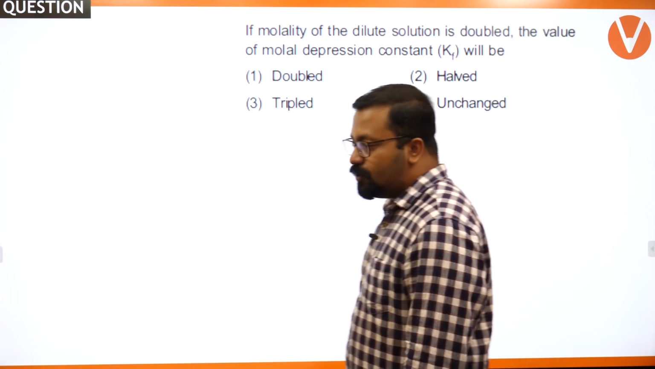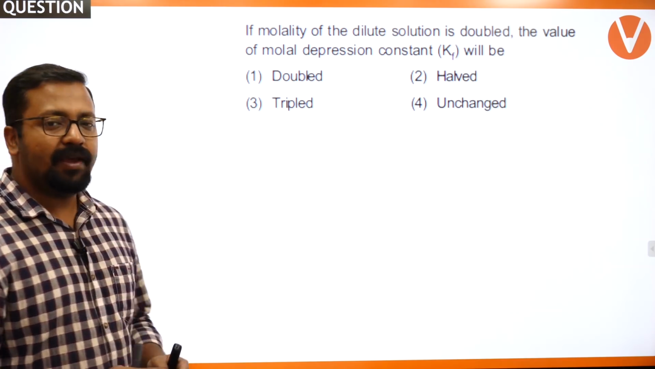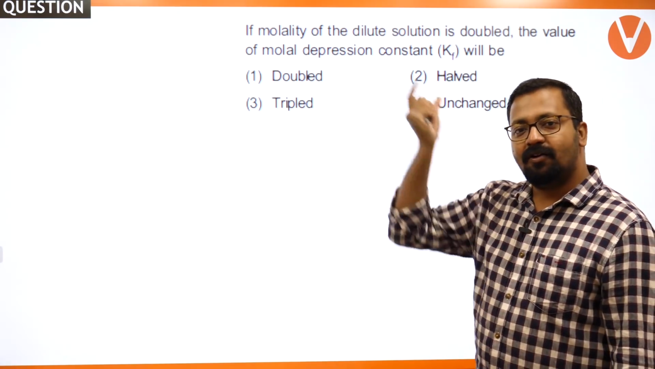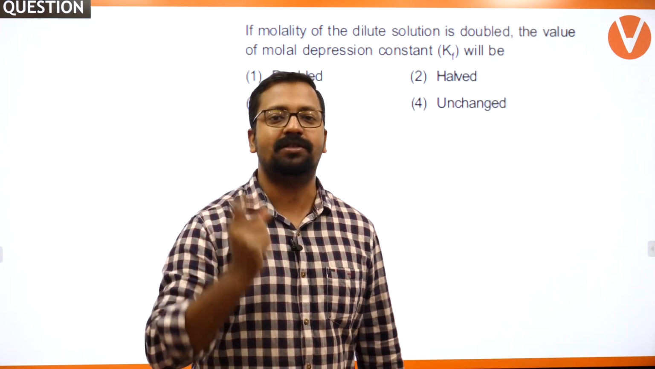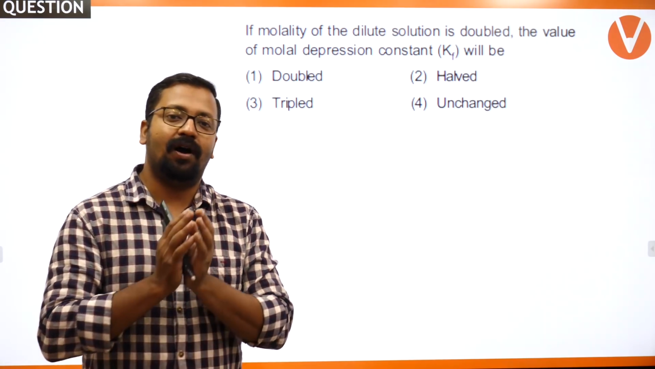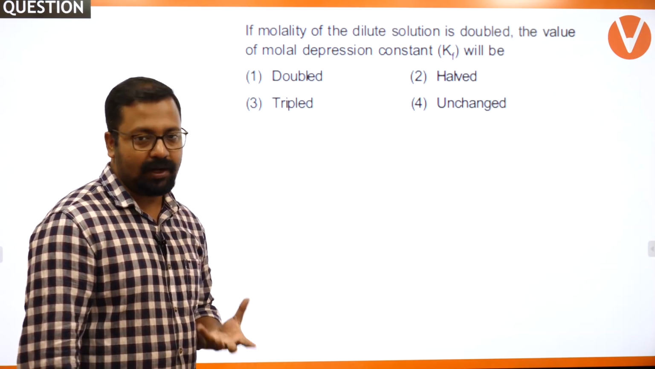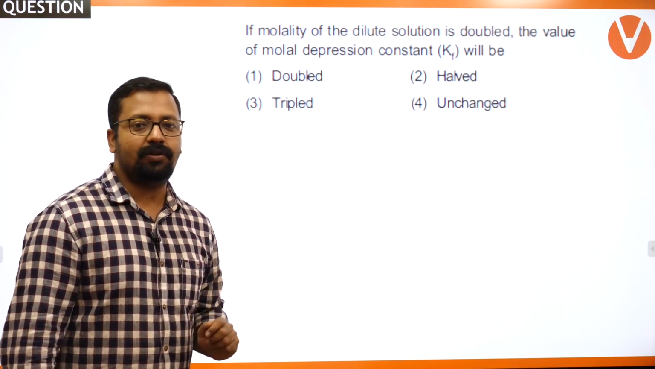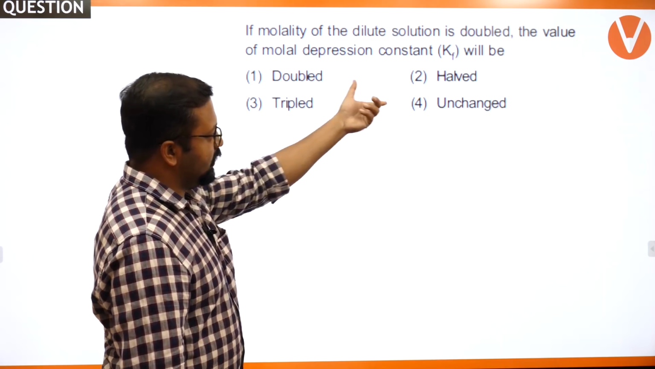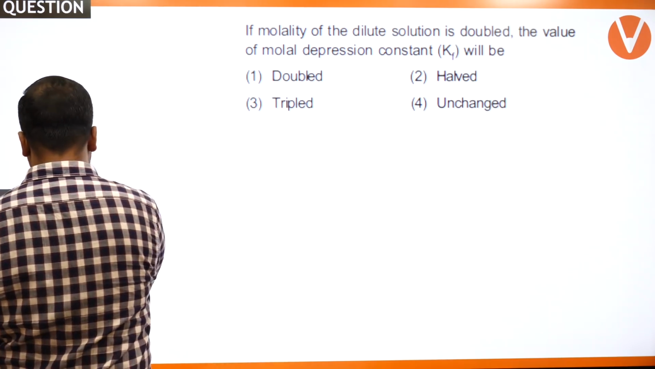Next, if molarity of a dilute solution is double the value of molar depression constant Kf will be. Molar depression constant, it's a constant. मैंने the नाम में ही constant लिखा हुआ है. Okay, the name itself includes the term constant. Why is it known as a constant? Because it's a feature of a solvent. If it's a feature, okay, it's a characteristic property. जैसे कि density characteristic property होता है एक liquid का. So उसी तरह से molar depression constant is unchanged. The right answer should be fourth.